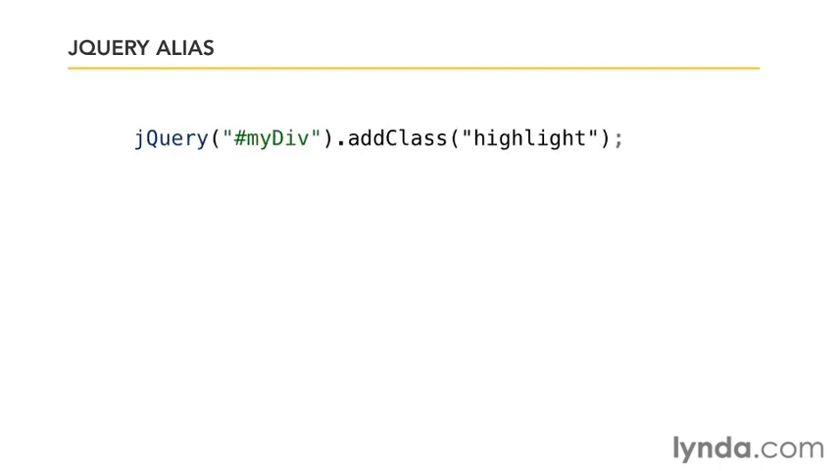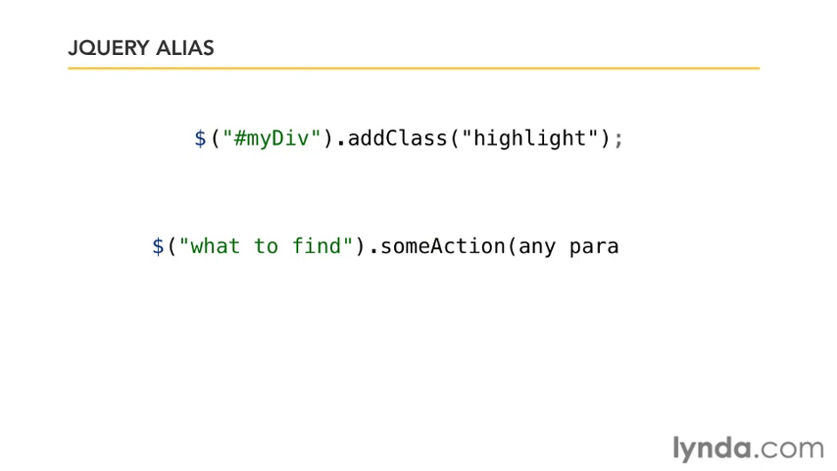Now we can make our code even shorter. If you think that typing out jQuery might get a little tedious because it's easy to get the casing of this mixed up, well, there's a shortcut so we don't have to. We simply replace the word jQuery with the $. So the general format we're going to use with jQuery is the $, and then in parentheses the selector or what to find, then a dot, and then some action and any parameters we have to pass about what we want to do.